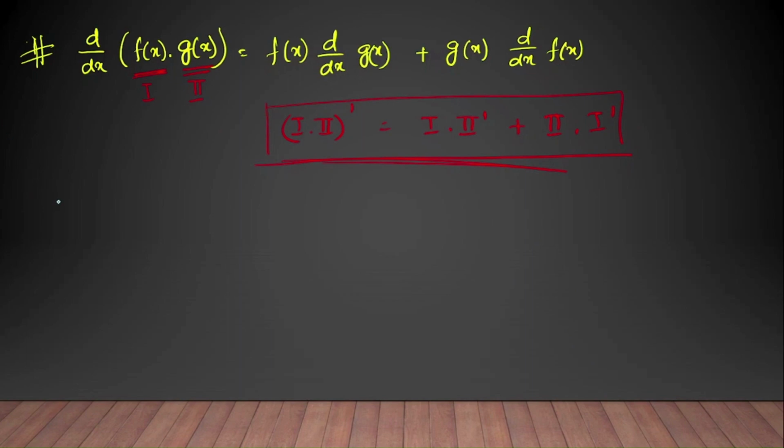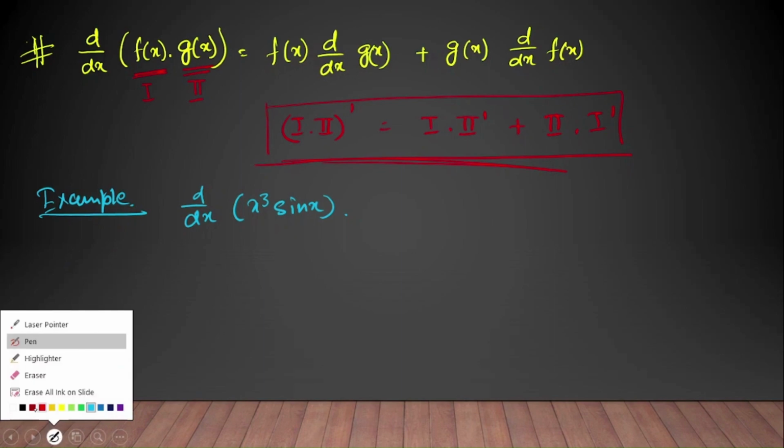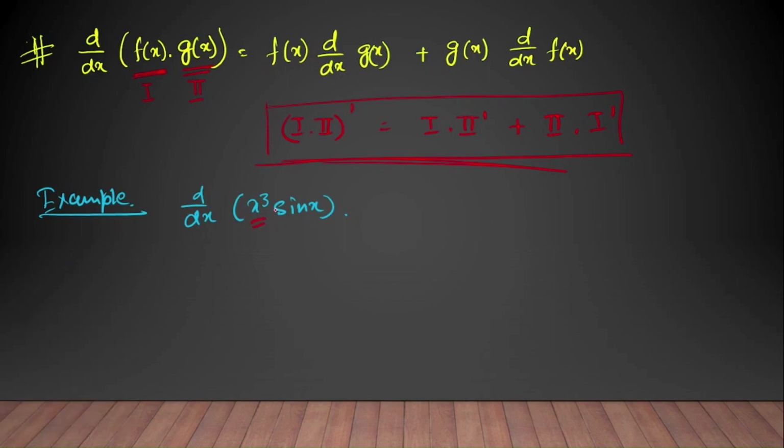Okay, let's have our next example. It says d/dx of x^3 sin x. First of all, we have to define our first function and our second function. Here we have defined x^3 as our first function and sin x as our second function. Let's go for the question. Now it seems easy.